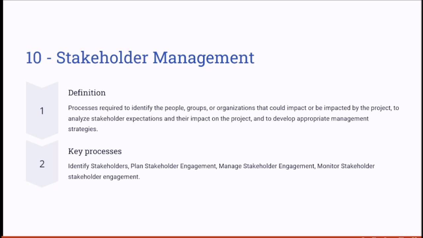Also, one of the key processes is that you need to manage stakeholder engagement. Think of it this way: you first start with identifying the stakeholders, then planning the stakeholder engagement, how you have to engage with them. Now you have to manage the stakeholder engagement when you are in your execution phase. Managing stakeholder engagement is the process of communicating and working with the stakeholders to meet their needs and expectations, address issues, and foster the needed stakeholder involvement within the project.